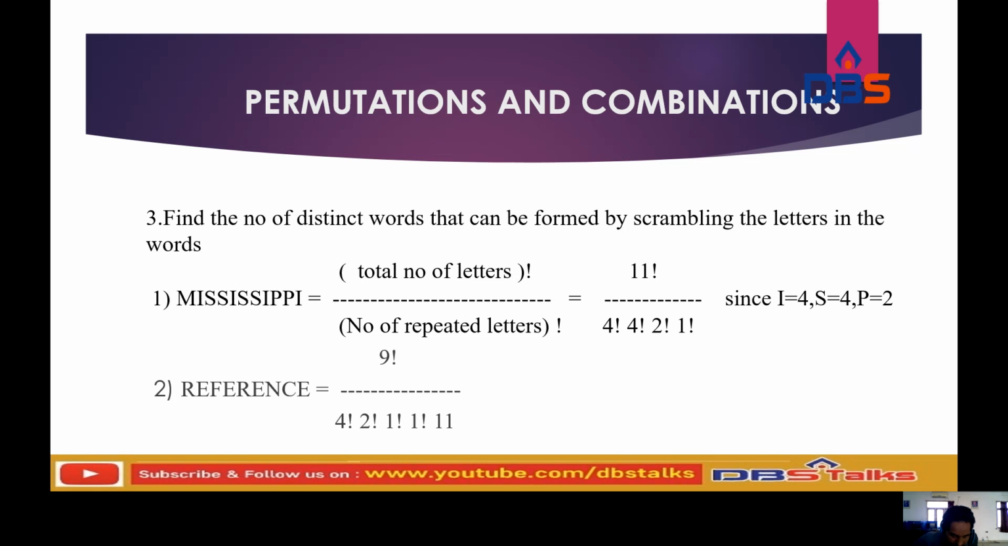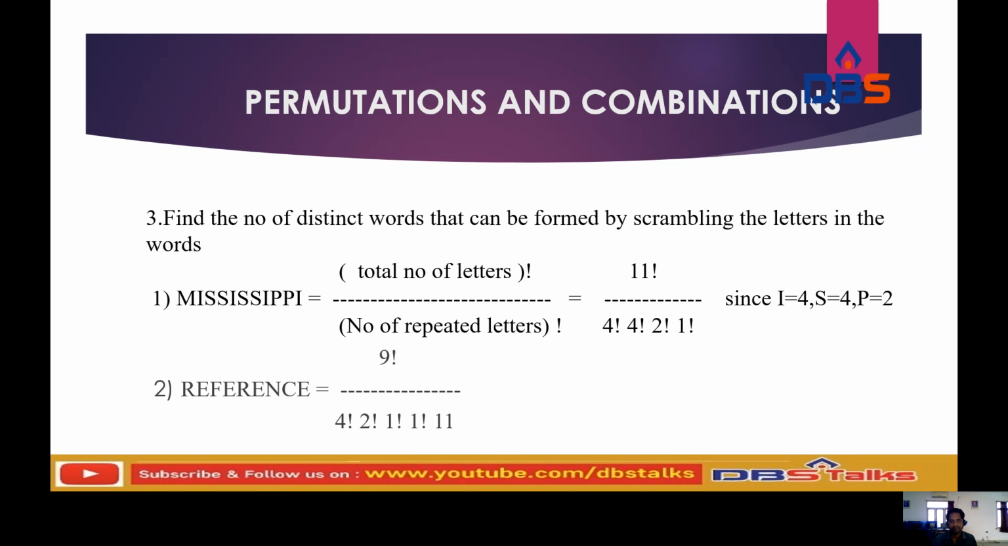So that is the number of distinct words that can be formed by scrambling the letters: the total number of letters factorial divided by the factorials of the repeated letters. Next, go for REFERENCE, which has 9 letters. That is 9 factorial by R occurring 2 times, 2 factorial, E occurring 4 times, 4 factorial, and F, C, N each 1 factorial, which equals 9 factorial by 4 factorial, 2 factorial, 1 factorial, 1 factorial, 1 factorial. The condition is the total number of letters factorial by the number of repeated letters factorial. That gives the distinct words that can be formed from the letters.